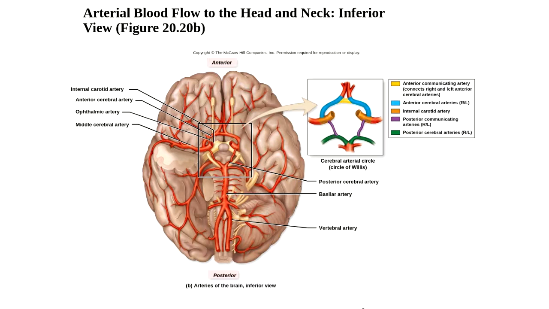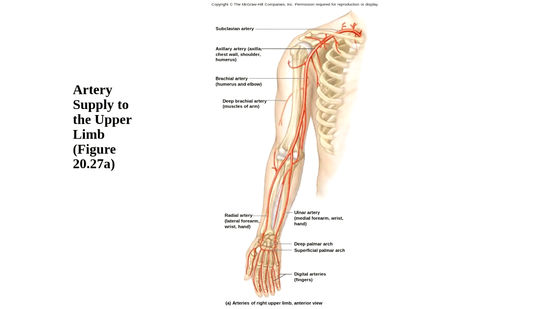Now, to finish up the arteries, we're going to cover the arms and the legs. Here's an image of the arm. Again, here is our subclavian artery. When we get to the armpit, it becomes the axillary artery. When we enter into the upper arm, it becomes the brachial artery.